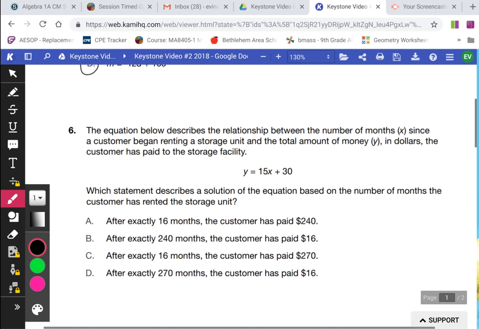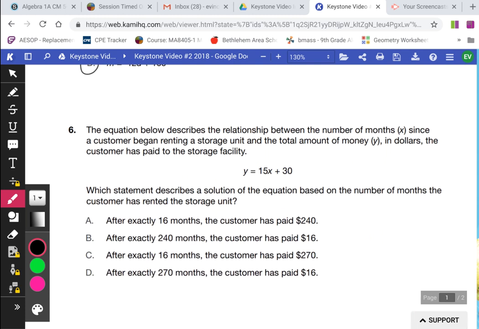The equation below describes the relationship between the number of months X since a customer began renting a storage unit and the total amount of money Y in dollars the customer has paid to the storage facility. So Y equals 15X plus 30. Remember, X is the number of months, and Y is the total amount of money. Okay, money total.